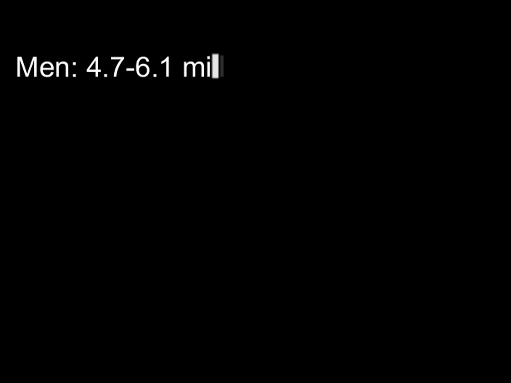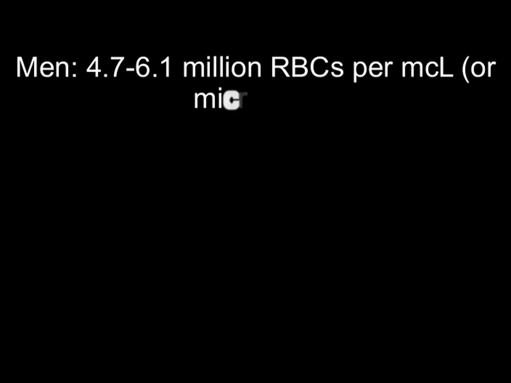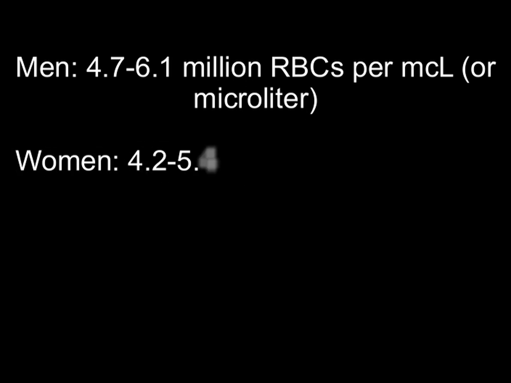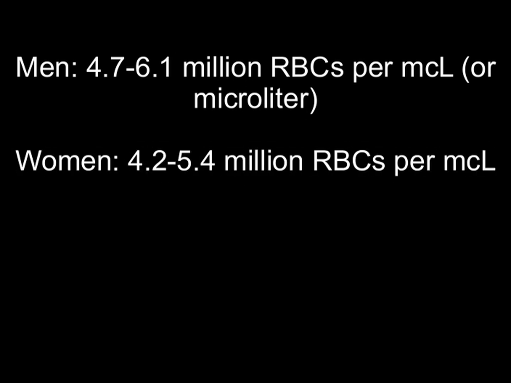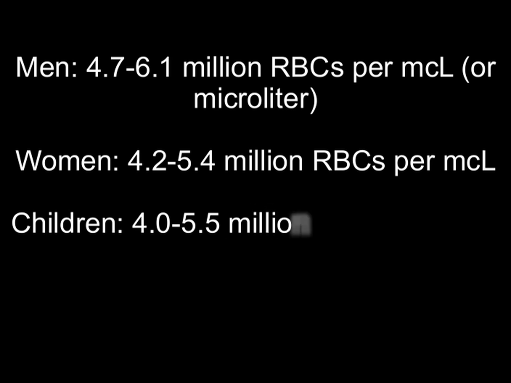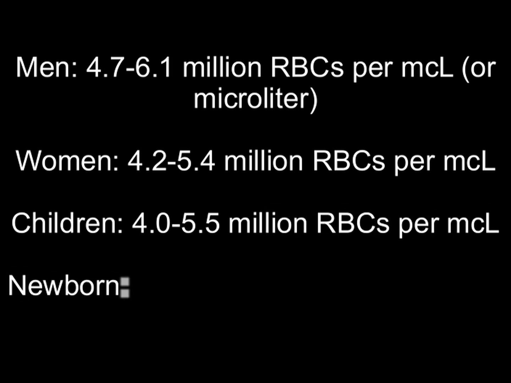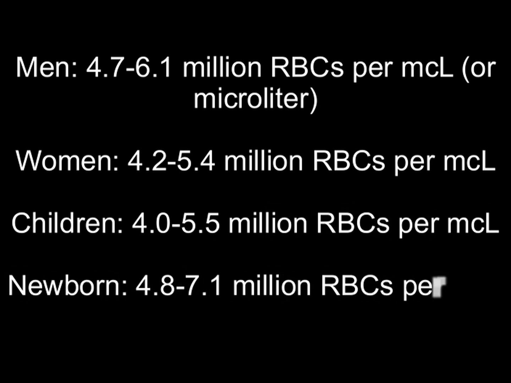Men, 4.7 to 6.1 million RBCs per mcl, or microliter. Women, 4.2 to 5.4 million RBCs per mcl. Children, 4.0 to 5.5 million RBCs per mcl. Newborn, 4.8 to 7.1 million RBCs per mcl.